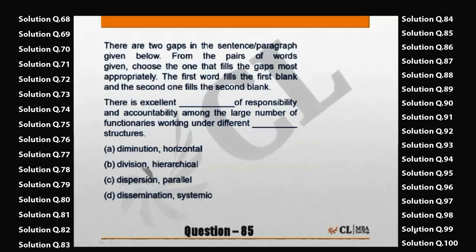Again, division of responsibility and accountability among functionaries fits the context of the given sentence, right? Hierarchical structures also is correct, and this is why option B is the correct answer. If we were to read it again, it would make sense.